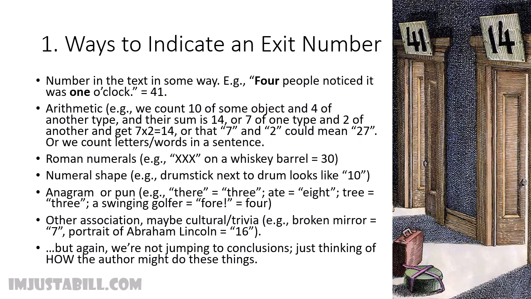Other associations, maybe it's a cultural one. So, for example, if we see a broken mirror, well, we think of 7 years bad luck, so maybe a broken mirror might be a way to convey the number 7. So just to be clear, I'm not saying that if you were in a room in Maze and you see a tree, for example, that it necessarily is a clue for the number 3. My point is that if you were writing and drawing a book like Maze and you wanted to hint at the number 3 in some kind of hidden way, that would be one simple way you could do it.